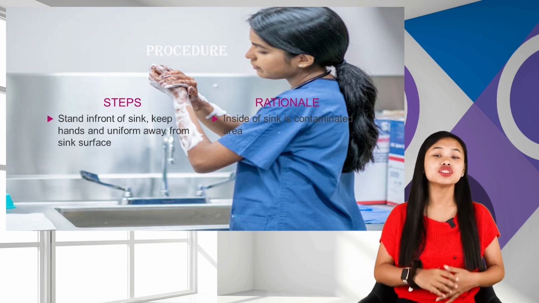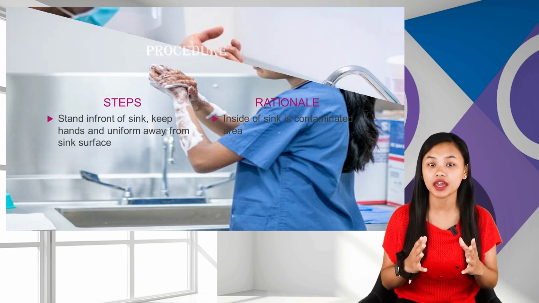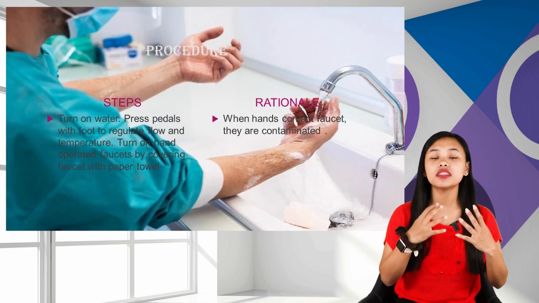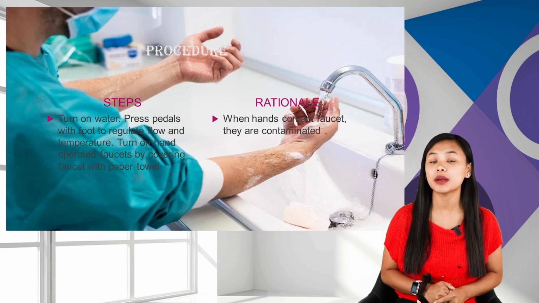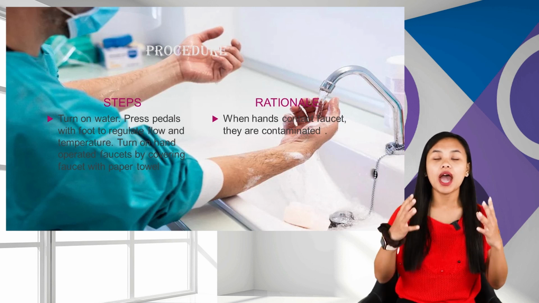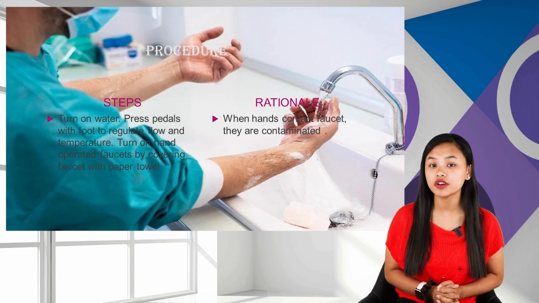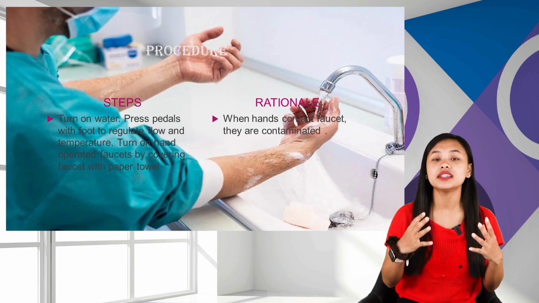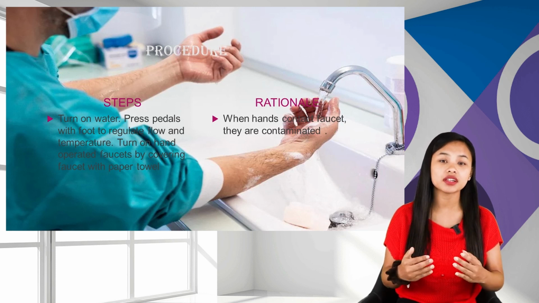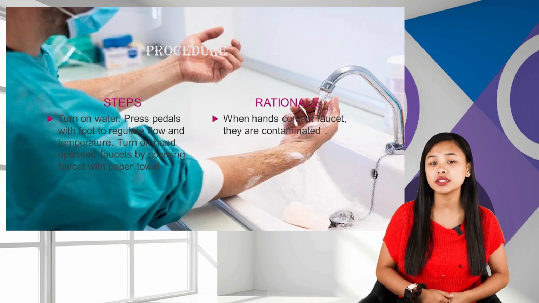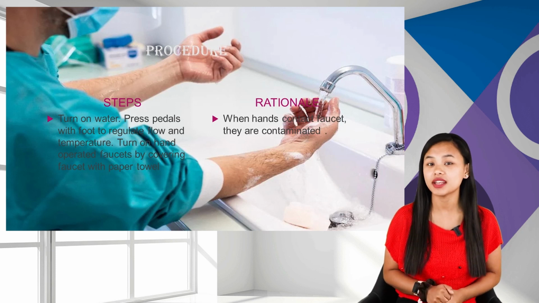And if your hands do touch the sink while you are washing, then you should make sure that you wash them again. You can then turn on the water, and then you can press the pedals with the use of your foot in order to regulate the temperature and the flow of the water. And you should make sure that whenever you turn on the hand operated faucet, you should cover it with the paper towel. And in this manner, because here the faucet may be contaminated, so if you touch it directly, then your hands may also be contaminated, and the microorganisms from this faucet can easily spread to your hands as well.